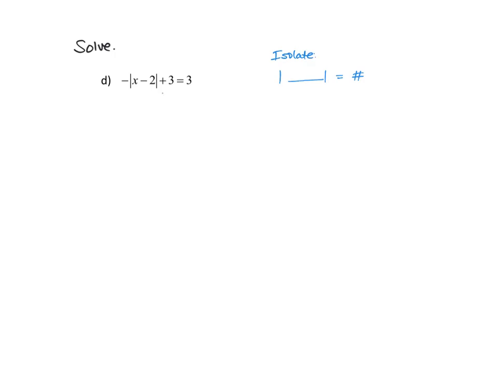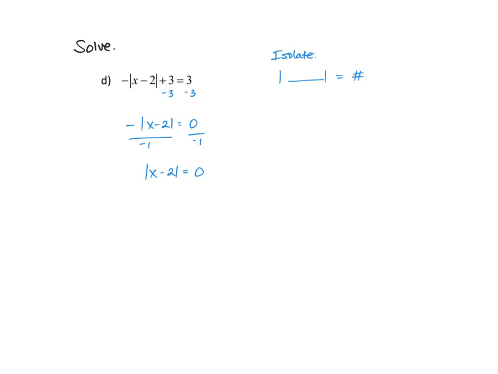So here we can begin by subtracting 3 from both sides. So we have the opposite of the absolute value of x minus 2. 3 minus 3 leaves us with 0. So then, since we have the negative out in front, we would divide by negative 1, but in this case, 0 divided by negative 1 is still 0. So when we isolate our absolute value in this equation, we end up with the absolute value of x minus 2 on one side and 0 on the other side.